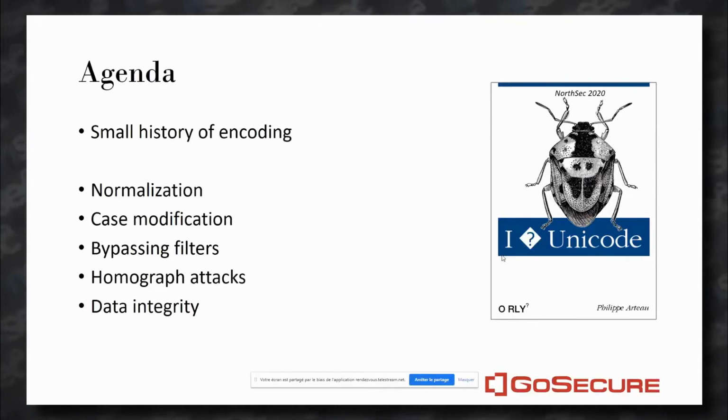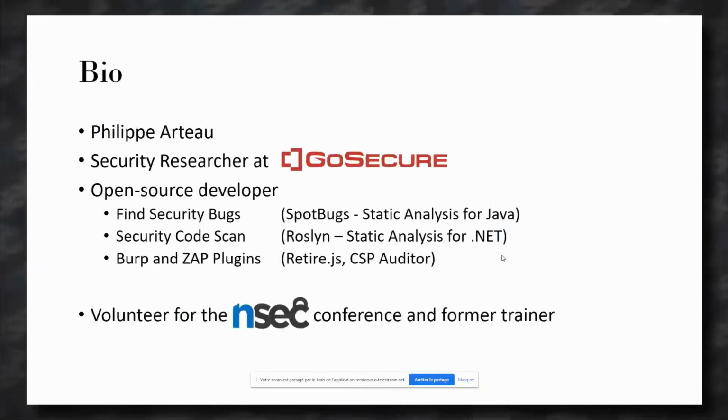We have also two other sections that are maybe as important but less technical that I'm going to go quickly through. Homograph attack will be usage of special characters in Unicode to basically fool users with Unicode domains. And data integrity is also an important topic related to loss or partial loss of data.